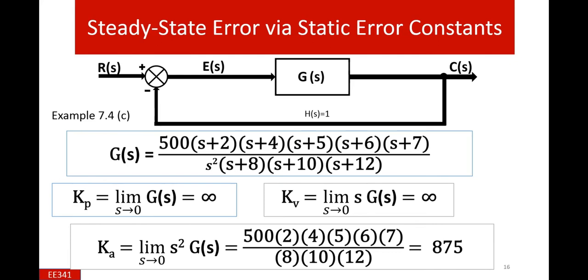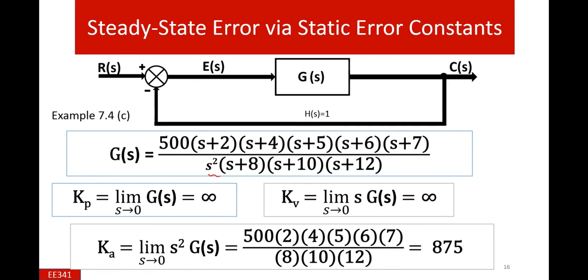The definition of the position constant is just to take the open loop transfer function and apply the limit as s approaches 0. If we apply the limit as s approaches 0, in this case the whole term becomes infinite, because there is s to the power 2 in the denominator. So if we take the s in the denominator part of G(s), then we find the value of Kp is infinite, something over 0 is infinite.